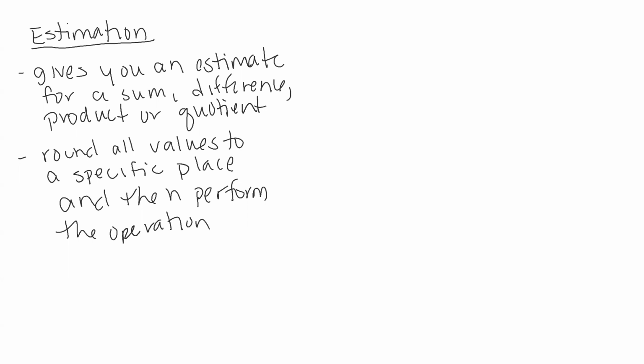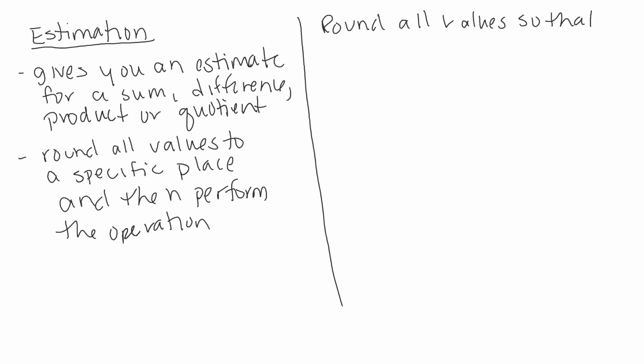All right, so looking at just a couple of examples, we're going to round everything, all of the problems we do in this video for estimation. We're going to round all of our numbers so that we have 1 non-zero digit. All right, so let's say for the first example, let's do addition and subtraction first, because those are generally the easiest.